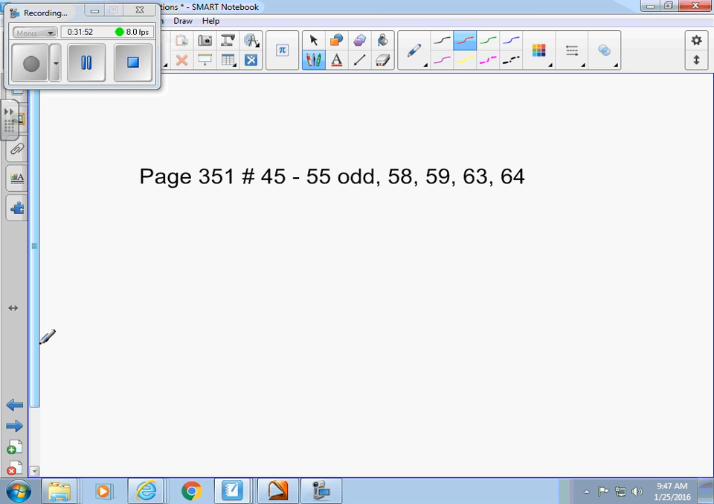Practice for the test. Go through and try it, and then check your answers. If you miss one, go back and try it again. See if you can get to the answer, but make sure that you can get there on your own.